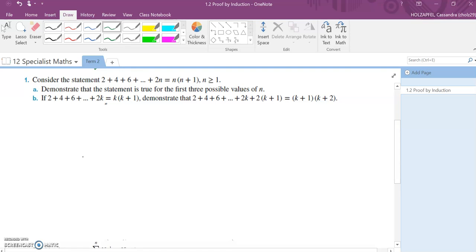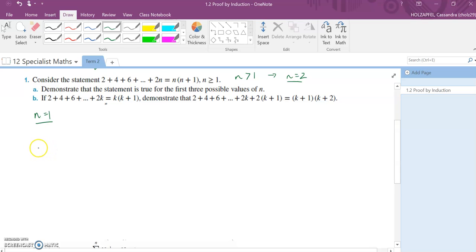Okay, so this question here, I'm not going to go through the questions that the textbook wants us to answer. I just want to show you the process of proof by induction. So for this one, 2 plus 4 plus 6 plus and so on, all the way up to 2n, should be equal to n times (n plus 1), as long as n is greater than or equal to 1. Now in this case, because n is greater than or equal to 1, our first case is going to be when n is equal to 1. If we had n greater than 1, then I would pick the next value after that. So I would say n is equal to 2 for the first case, right? But for this one, we're just going to use n is equal to 1.